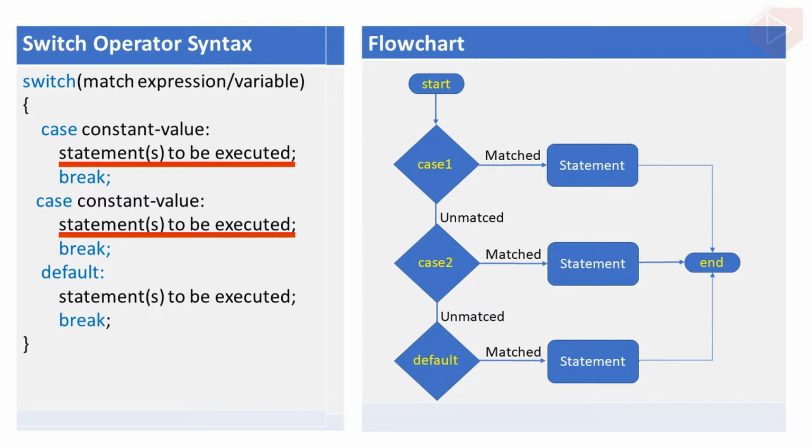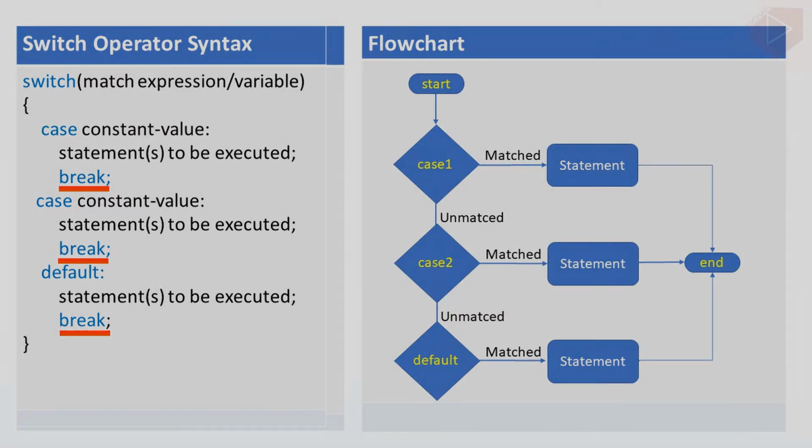Each case includes one or more statements to be executed. The case will be executed if a constant value and the value of a match expression/variable are equal. The switch statement can also contain an optional default label. The default label will be executed if no cases are executed. The break, return, or goto keyword is used to exit the program control from a switch case.